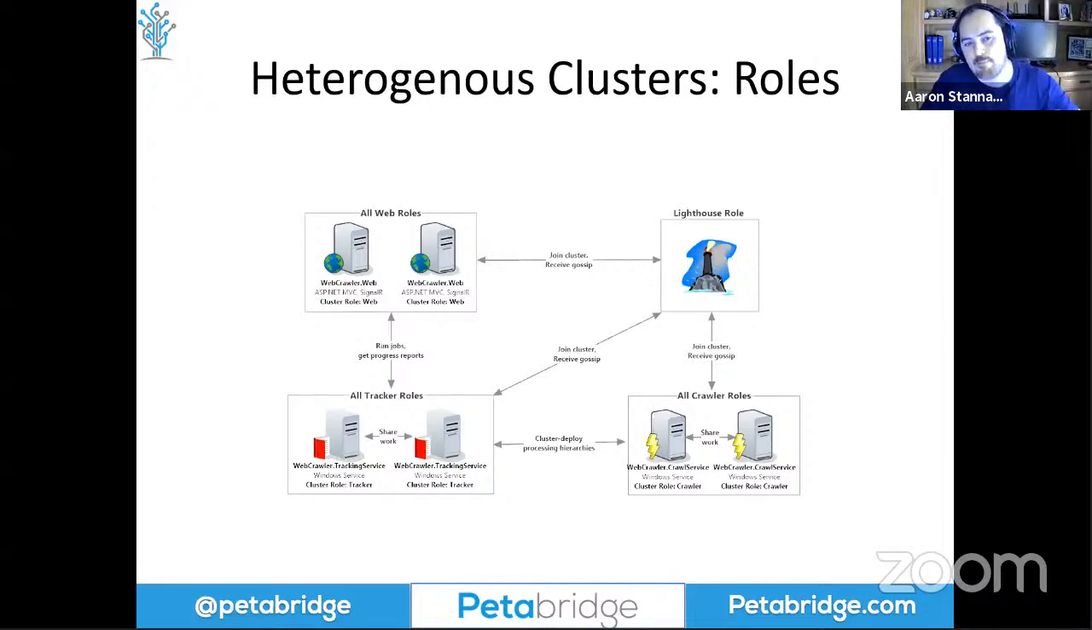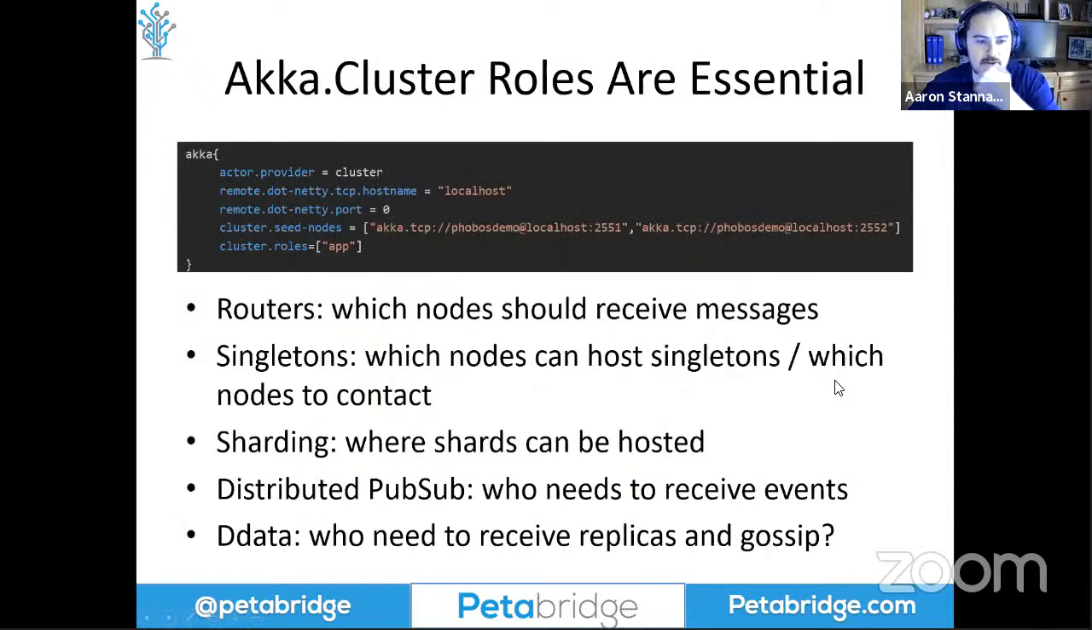So this is a good example of how to use roles to segregate our responsibilities across different services. We have our responsibility for all the heavy IO and parsing here. We have our responsibility for doing all of the UI work. And then we have all our responsibility for doing all the indexing and all the stateful work right here. That's a pretty good separation of responsibilities. So Akka.Cluster roles are absolutely essential to the smooth operation of a cluster, in my opinion.